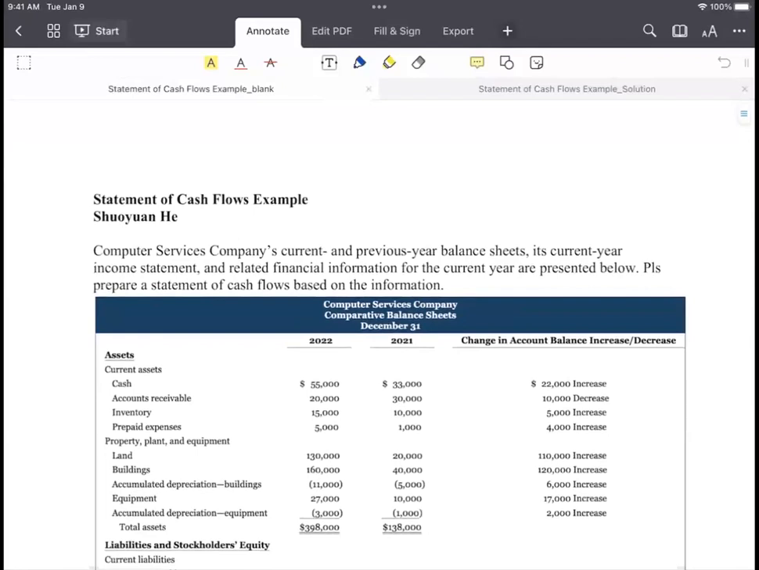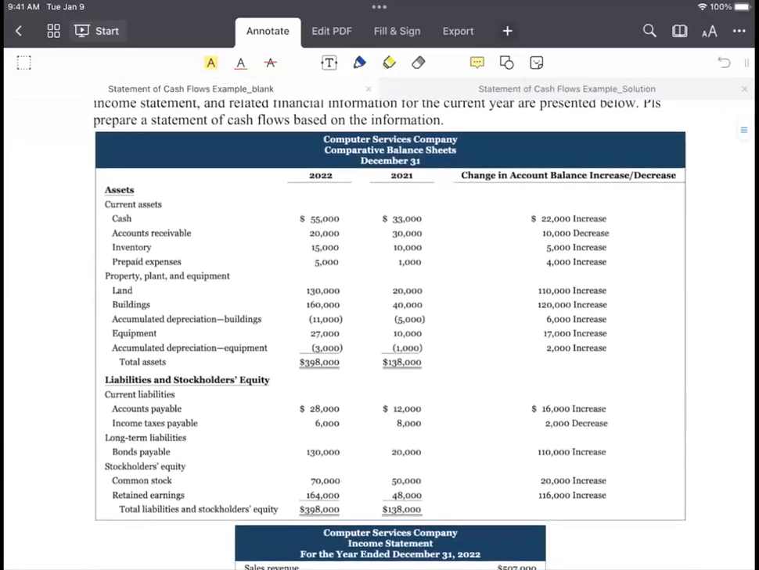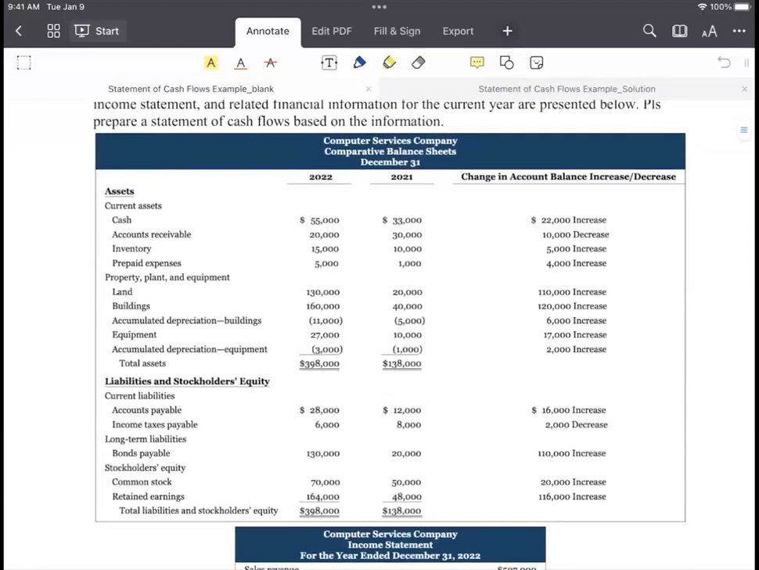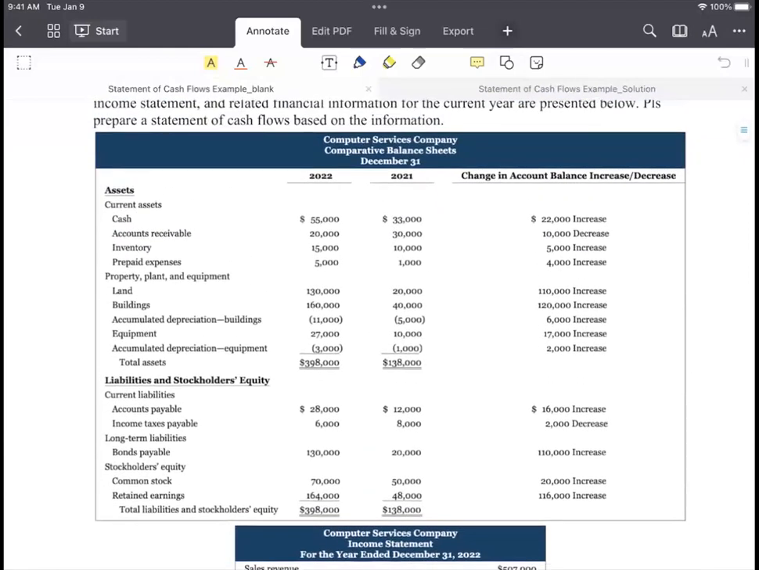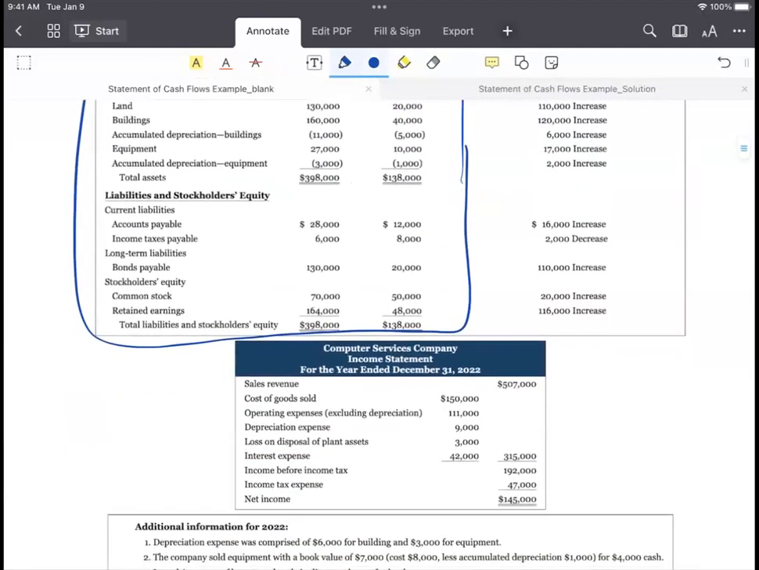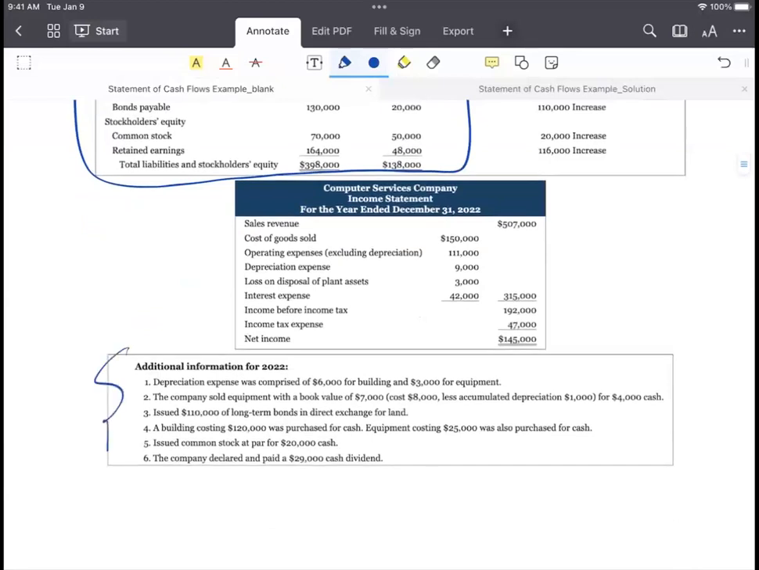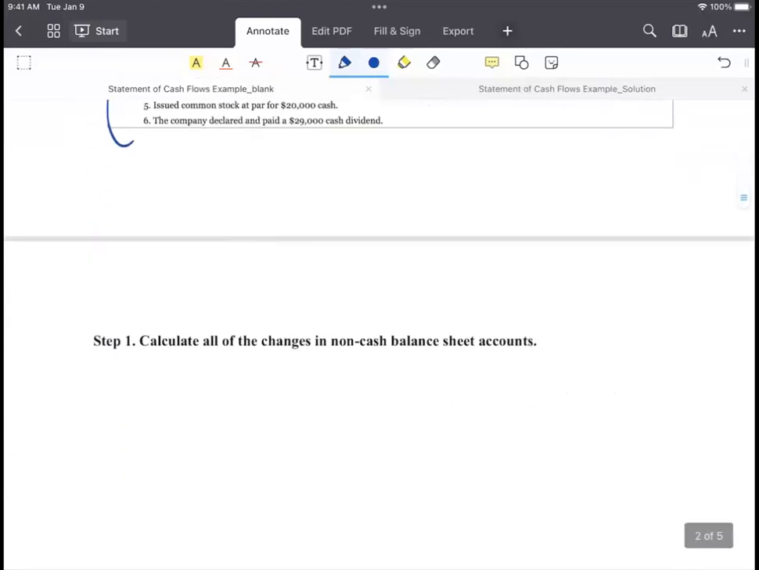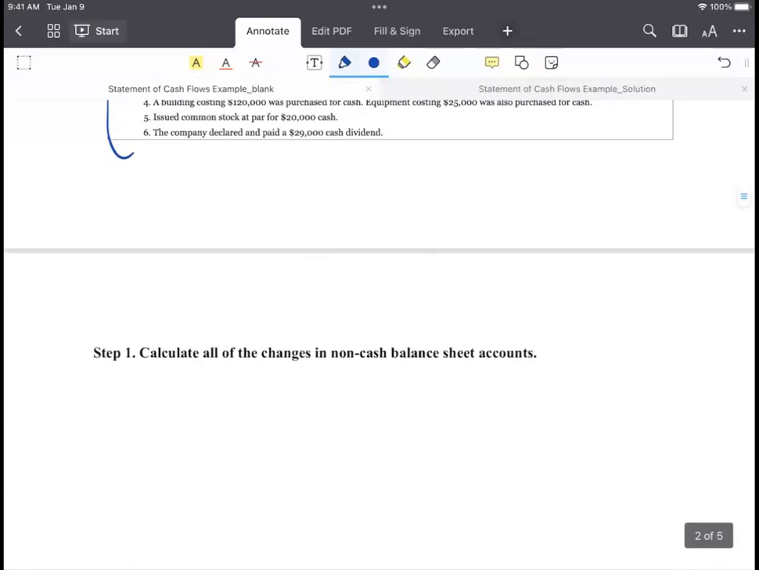Here is an example of how to prepare a statement of cash flow under the indirect method. So we have the firm's balance sheet, the firm's income statement, and some additional information. The first step is to calculate all of the changes in non-cash balance sheet accounts.